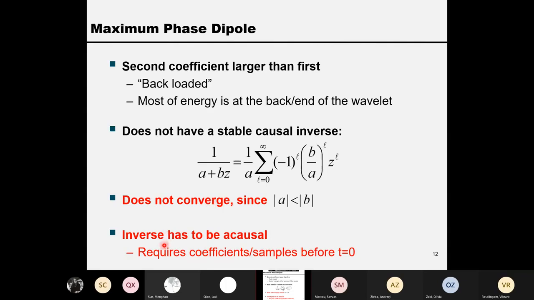In terms of causal or acausal, this inverse has to be acausal, which means if we want to properly represent 1 over A plus BZ, you not only have a positive part from 0 to infinity, but you also need a negative part from 0 to negative infinity. So you must have coefficients before t equal to 0. That's the acausal.